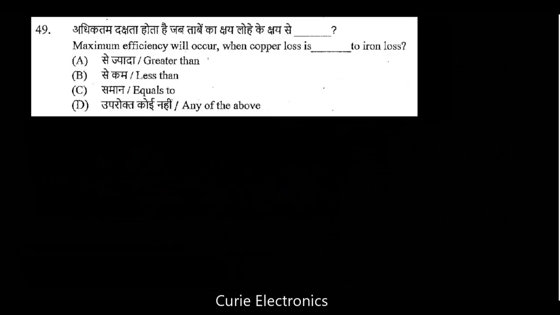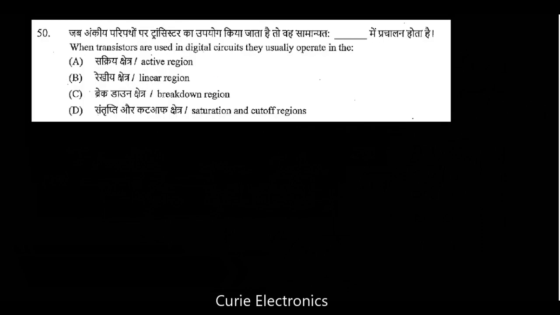Question number 49. Maximum efficiency will occur when copper loss is equal to iron loss. Question number 50. When transistors are used in digital circuits, they usually operate in saturation and cutoff.